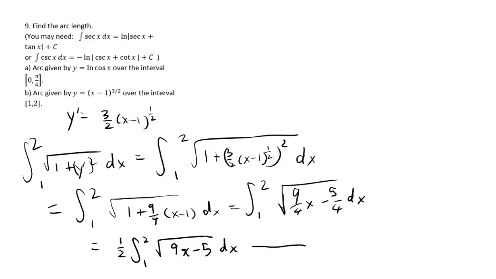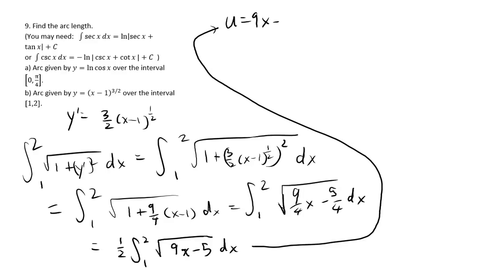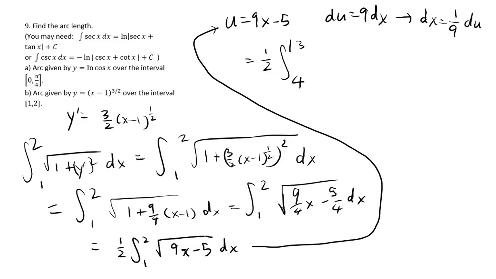Okay, so how do you integrate this? You use u substitution. u equals 9x minus 5, so that du is 9 dx, which means dx is 1/9 of du, and therefore you get 1/2. Oh, when x is 1, u is 9 minus 5, which is 4. When x is 2, 9 times 2 is 18, 18 minus 5 is 13. Make sure you change the bounds.